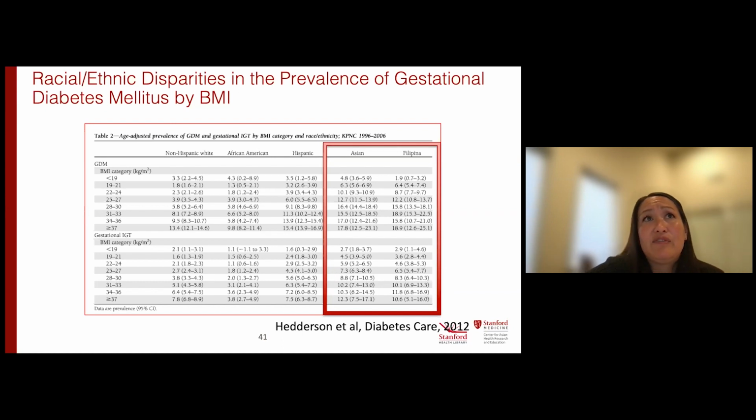But if you look at even the numbers here, you have much higher numbers in Asians at these BMIs, for pretty much every BMI listed, than for non-Hispanic whites, African Americans, and Hispanics. They only disaggregated Filipina and Asians, and they did seem fairly similar in this study.